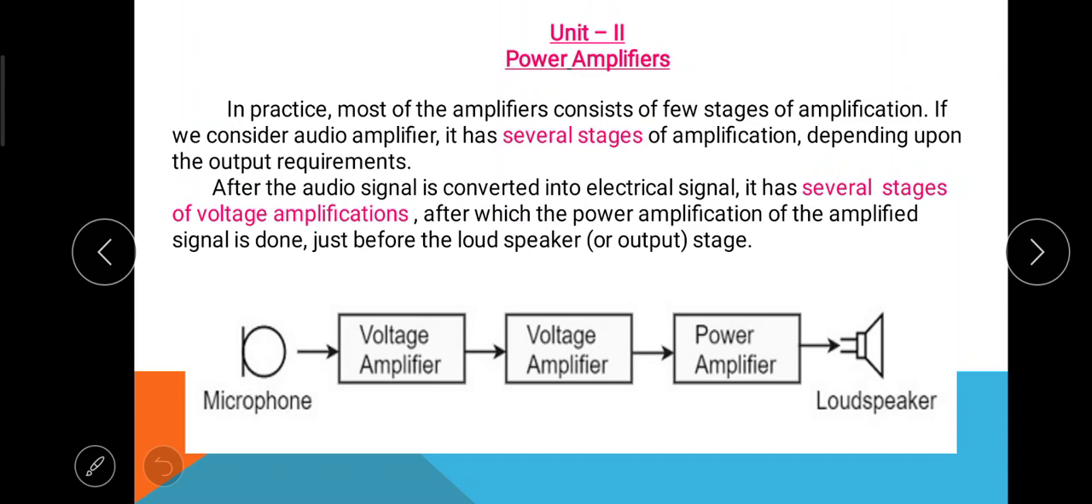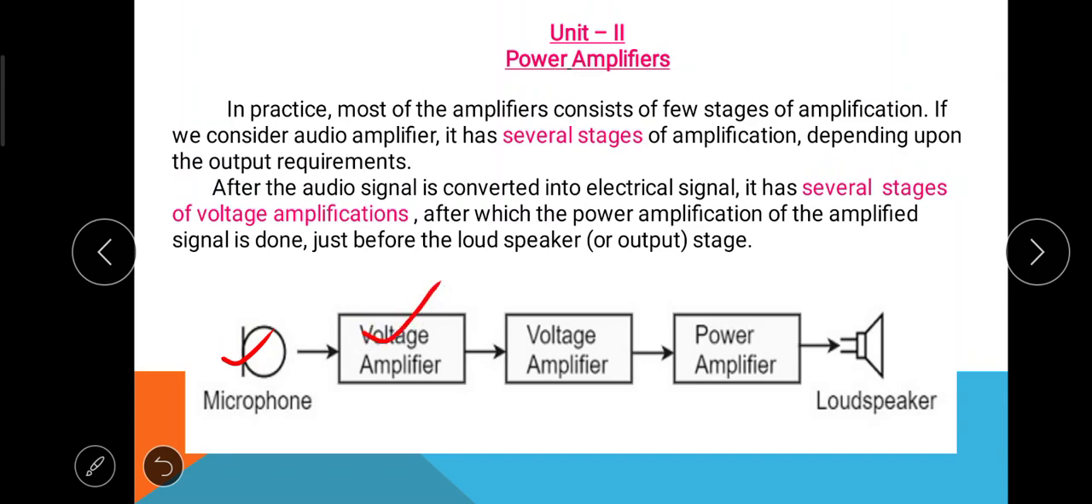Even if we take a simple example of an audio amplifier, it has several stages of amplification depending upon the output requirements. See this block diagram of an audio amplifier. Here various stages are used. Starting from the first, it is a microphone which converts sound signal into electrical signal. Now this converted equivalent electrical signal, its level is very low, so it is connected to this first stage of voltage amplifier.